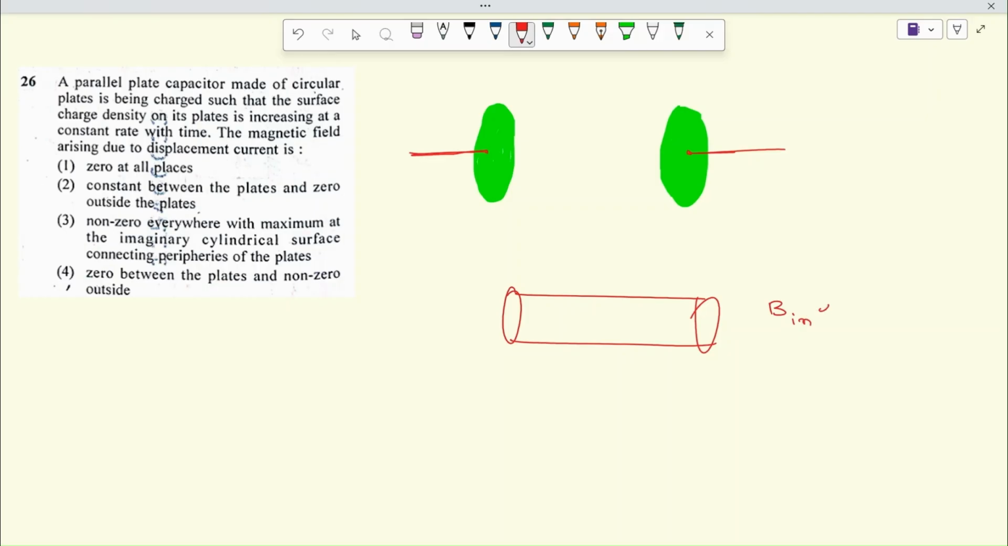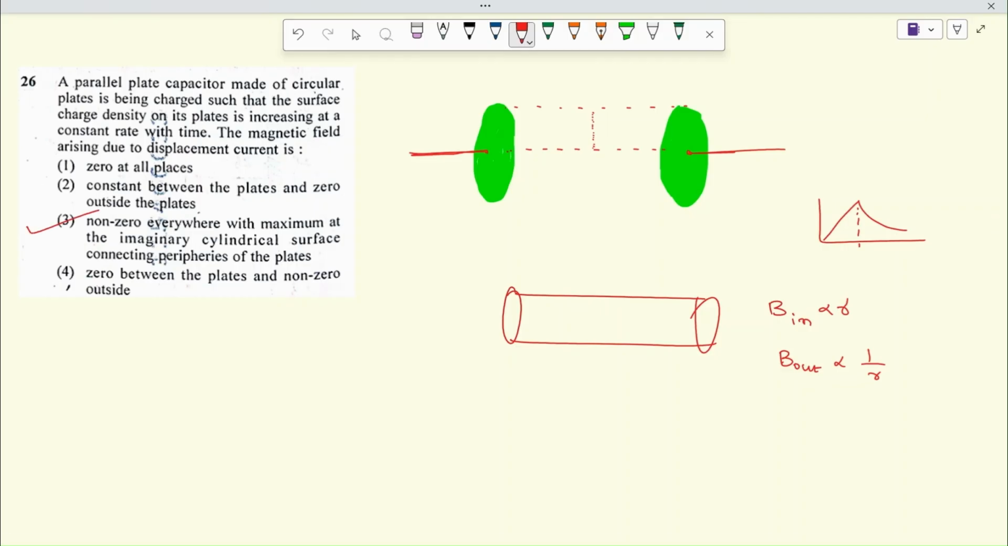Inside the conductor, it is proportional to the distance from the center. Outside the conductor, it is proportional to 1 by r. So, here it is asked about inside. As you go away from the center, the field keeps increasing. At the surface, it is maximum. After that, it decreases again. So, it goes like this. So, maximum at the edges. That's it. So, what is the answer?